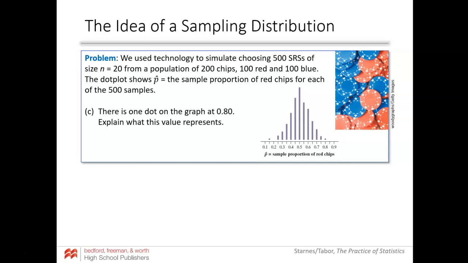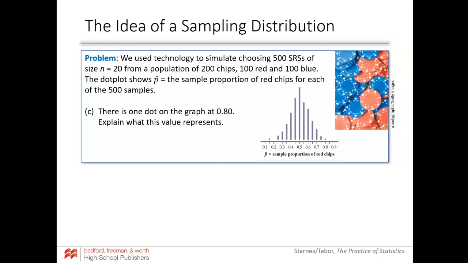So for part C, they say there is one dot on this graph. And by the way, I should read the rest of the problem. We use technology this time to simulate choosing 500 simple random samples of size 20 from a population of 200 chips where 100 were red and 100 were blue. Again, this might ring some bells, like, oh, we did that thing with the pieces of paper and that was different. That was a random assignment for an experiment.